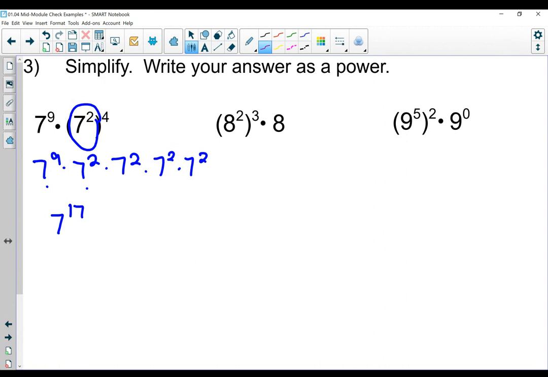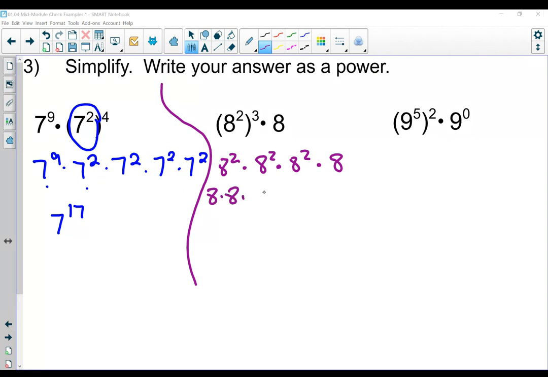So let's go ahead and try the second one. 8 squared and then cubed. Cubed means times itself. I have 3 factors. So 8 squared times 8 squared, sorry, and then I have times 1 more 8. So then I want to think about how many 8s I'm multiplying out. The first 8 squared is 2 8s. The second 8 squared is 2 more factors of 8. And then 2 more factors of 8. And then that one lonely 8 by itself.